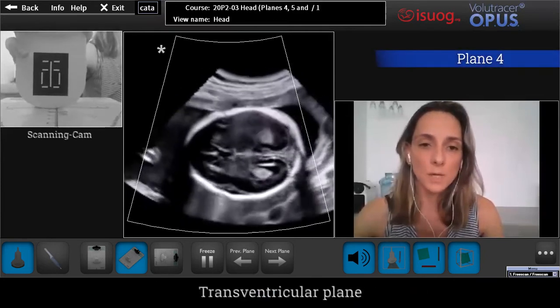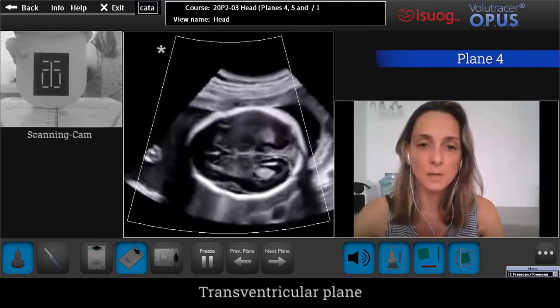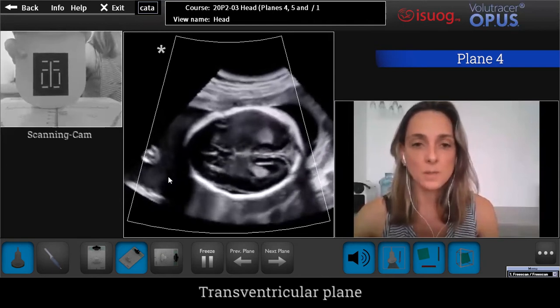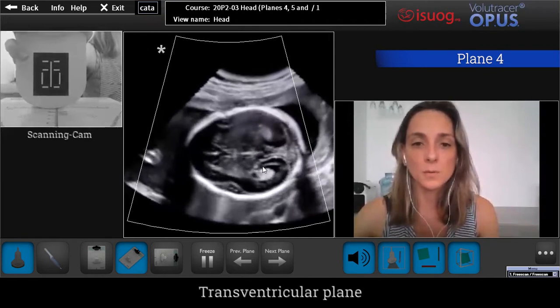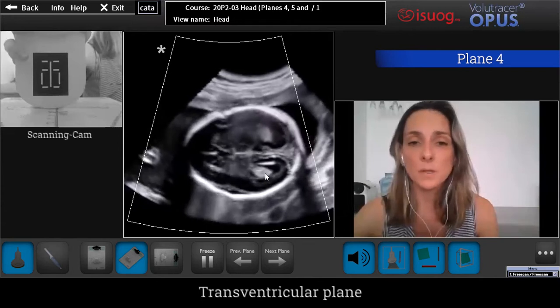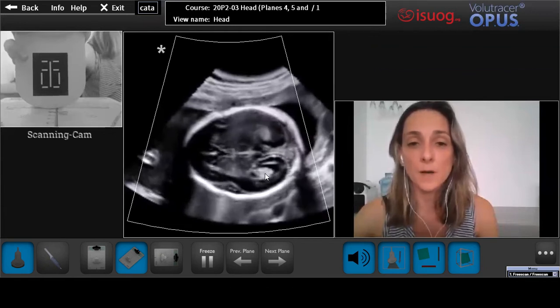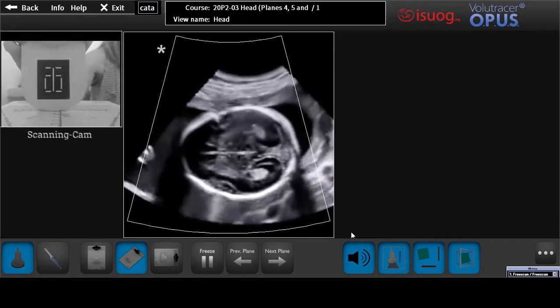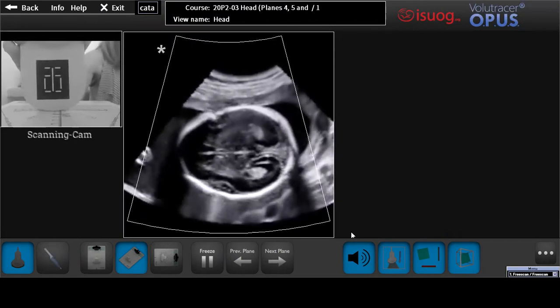And here we can locate our transventricular plane. Remember, we need to see the landmarks to make sure we are in the correct plane. So here we see the cavum septum pellucidum, and we see here the posterior horn of the lateral ventricle. So now we are in plane number 4. We could measure the BPD, the biparietal diameter here, or we could use plane number 5, which is the transthalamic plane. I'm going to take the biparietal diameter in the transventricular plane.